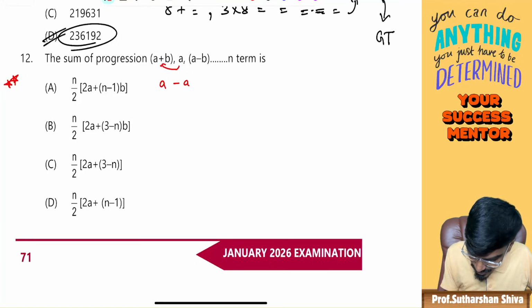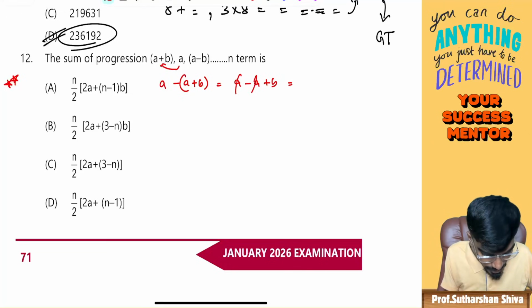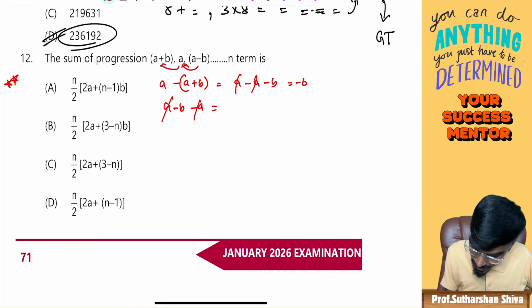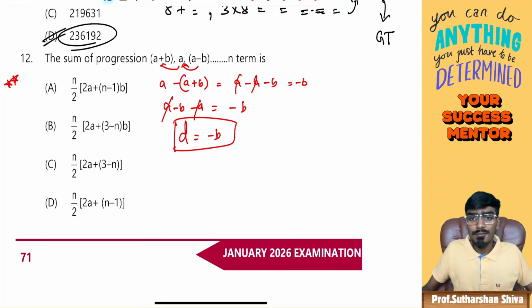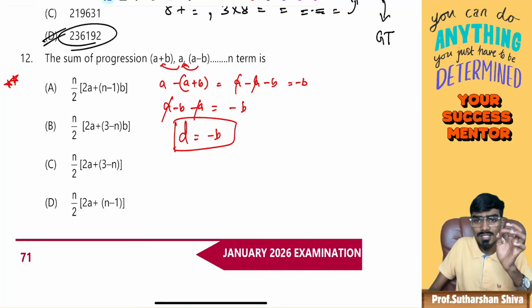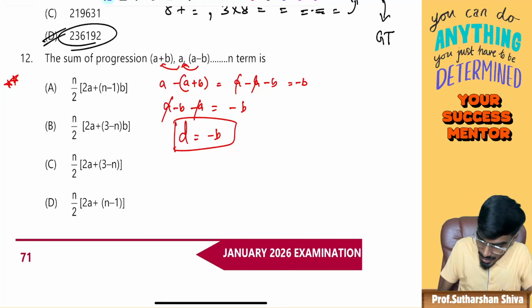A into a minus a plus b, which is equivalent to a minus a plus b. A gets cancelled. You will be getting minus b. Now forward term minus backward term, a minus b minus a is equal to plus a minus a gets cancelled. You will be getting minus b. So my difference is minus b, guys. Once my difference is minus b, a is nothing but a plus b.